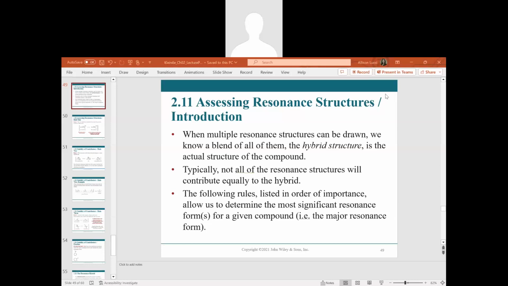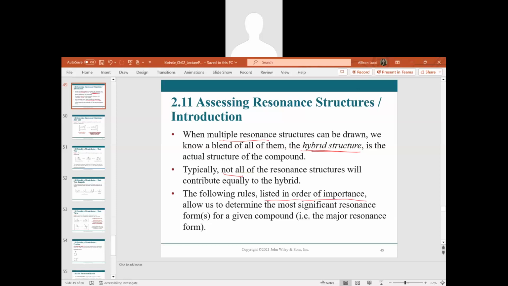In section 2.11, we're going to review which resonance structures will actually contribute to the actual structure of a molecule. And we know that when we draw multiple resonance structures, the actual molecule is a blend or a hybrid of all of these resonance structures. But not all of these resonance structures will contribute equally to the hybrid. So we're going to learn some rules and determine how to list the order of importance of these resonance structures.